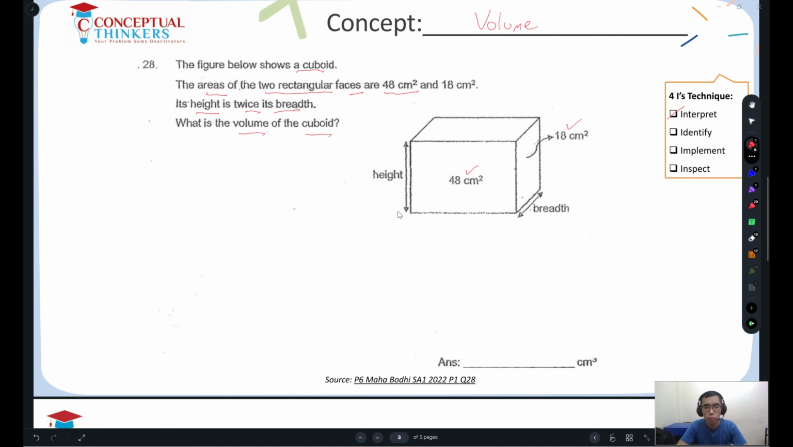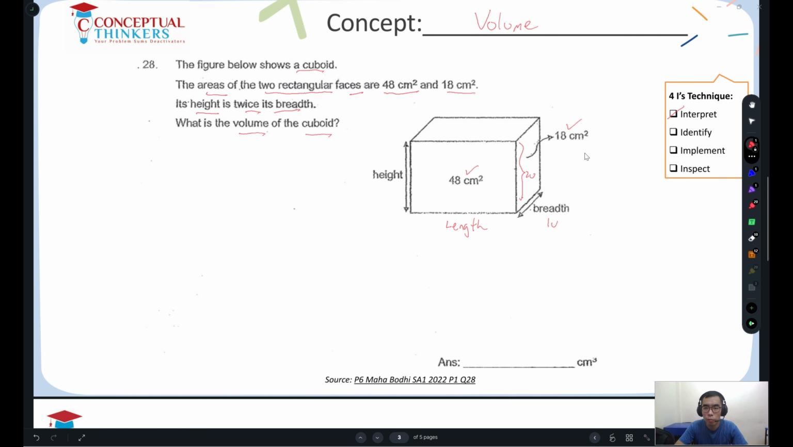Let's look at some of the important key information. We have a 48 cm² rectangular face here. The length will be this part. Then we have the breadth and the height. They did mention that the height will be twice of its breadth, which means from here to here, it should give me 2 units, then the breadth will give me 1 unit.